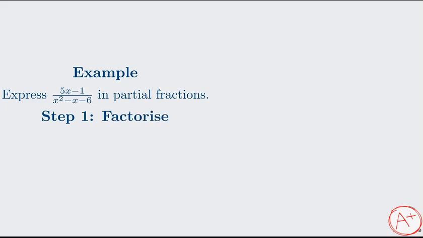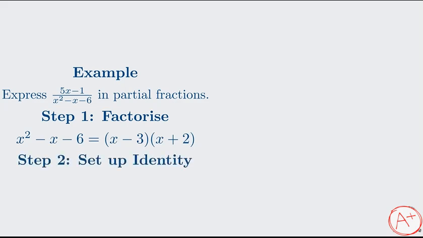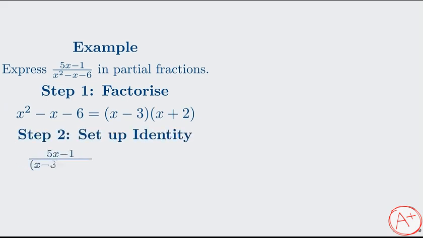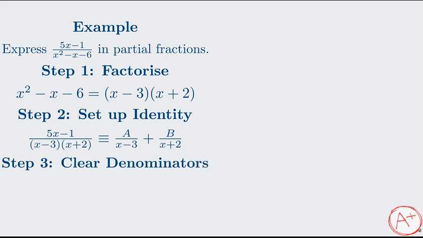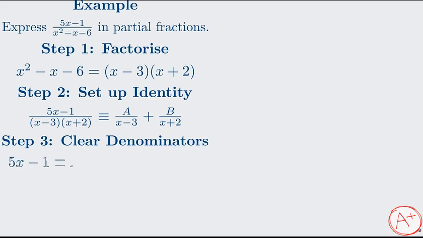Let us apply this to a concrete problem. Express the fraction 5x minus 1 over x squared minus x minus 6 in partial fractions. Step 1. Factorize. First, we factorize the denominator. The quadratic x squared minus x minus 6 factors into x minus 3 and x plus 2. Step 2. Set up the identity. We equate the fraction to the sum of two parts with unknown constants a and b. Step 3. Clear denominators. We multiply through by the common denominator. Notice how the x minus 3 cancels for a, and the x plus 2 cancels for b.